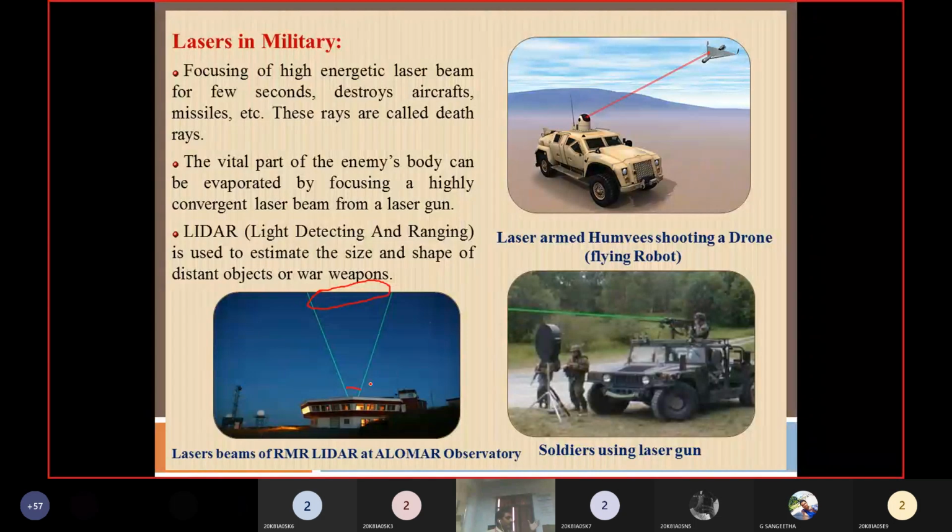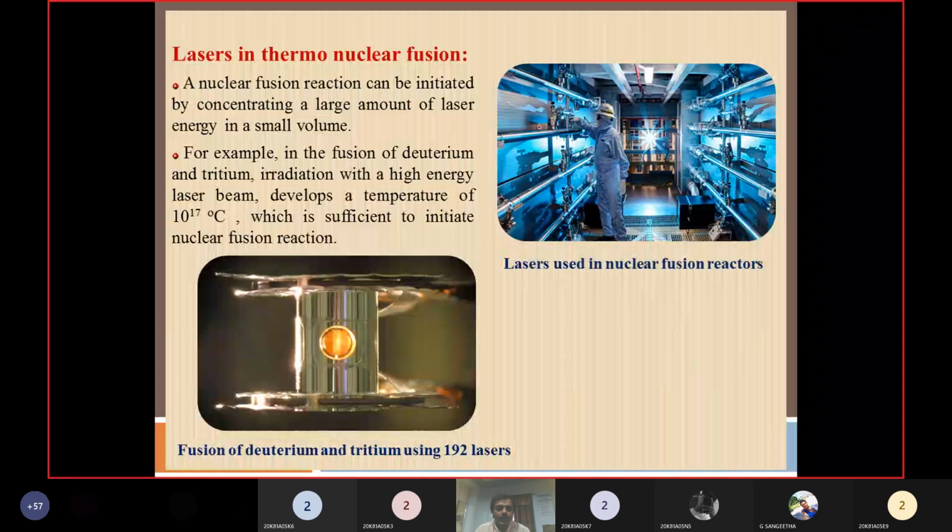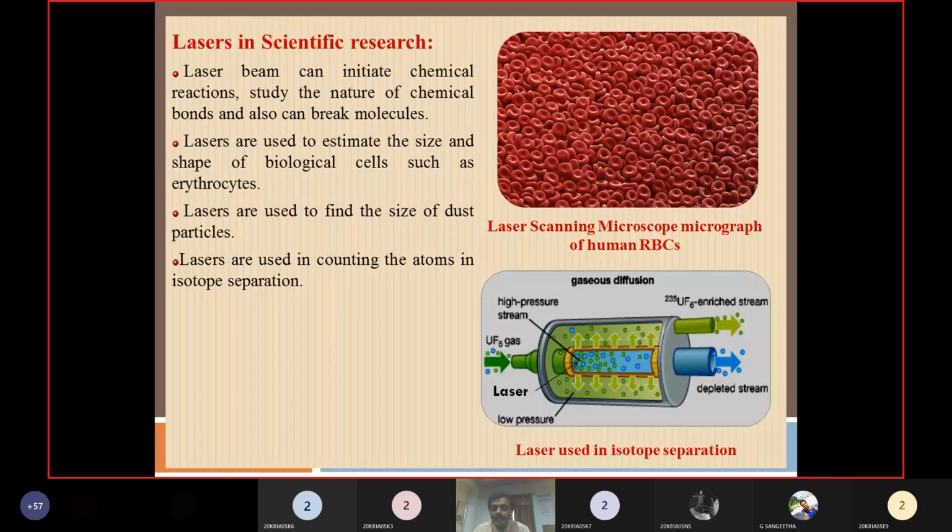Suppose you want to measure the width of an asteroid; we will use lasers. Lasers are also used in computers, for reading and writing of hard disks, and in laser printing. Many other applications, such as nuclear fission applications, also use lasers. In scientific research, scanning of microscopic objects uses lasers.